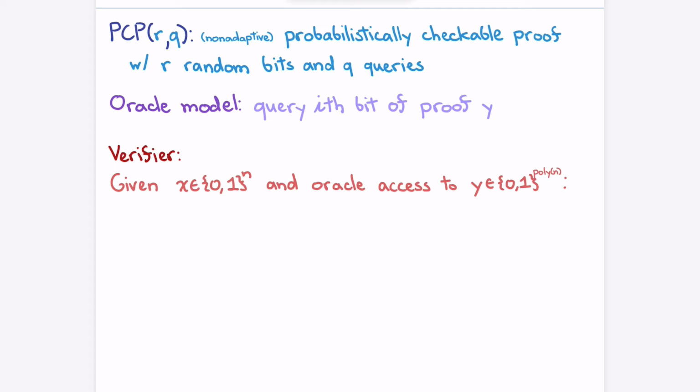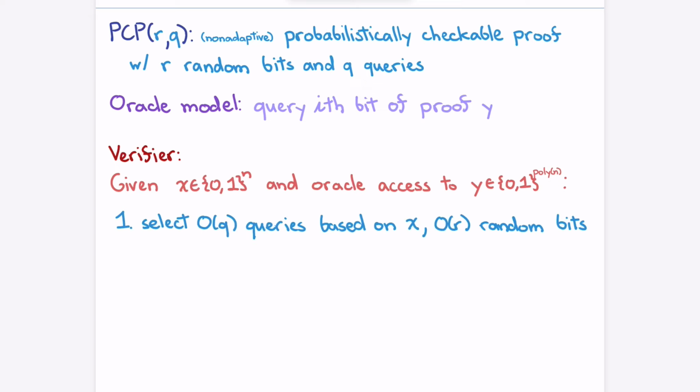The verifier is going to be given X, which is really what you're asking a question about, and then oracle access to Y. It's going to look at X, and based on that, it's going to make Q queries, using R random bits. And for us, it won't be adaptive. So it'll just look at X and then decide what to query, as opposed to querying, finding out, and choosing your next query.